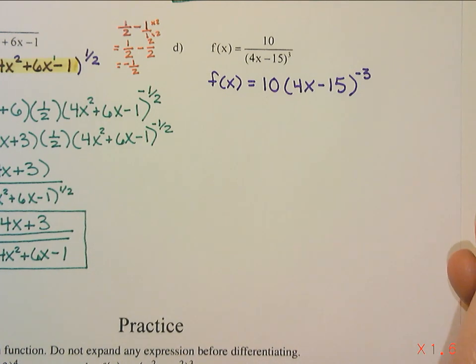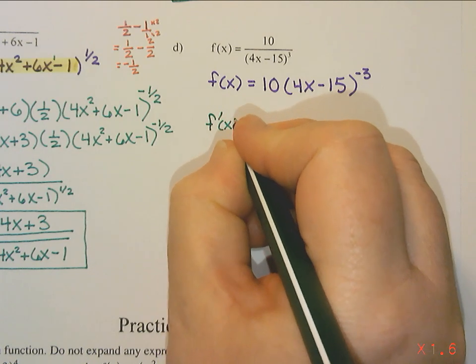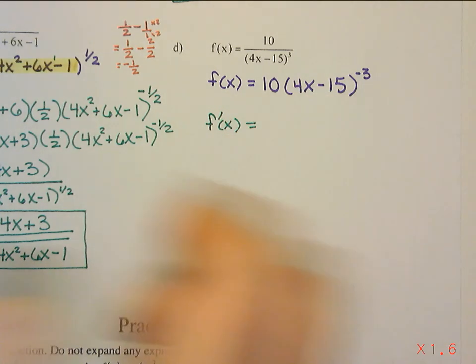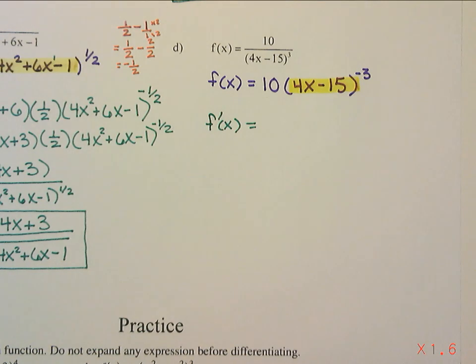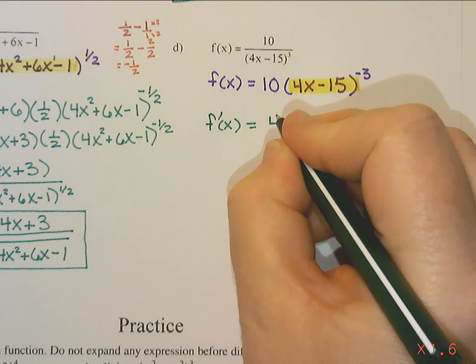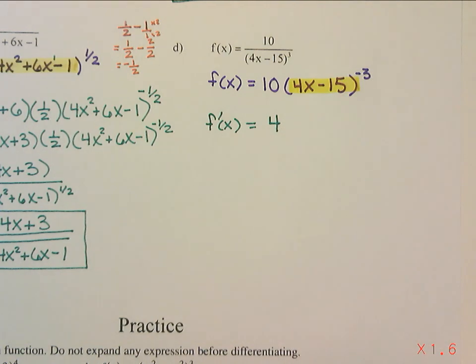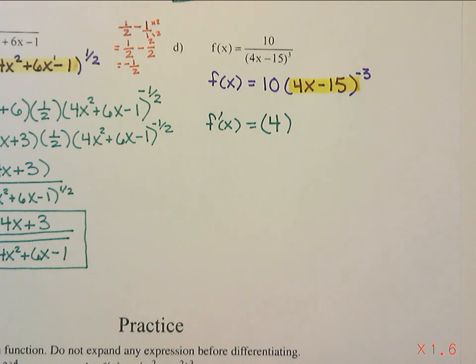Okay, the derivative. So f prime of x. We start with the bracket. So that 4x minus 15. We're going to take the derivative of that. The derivative of 4x is just 4. And the derivative of 15, which is a number, is just 0. So that's actually just 4.